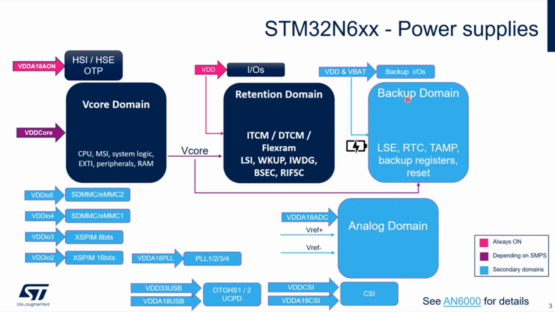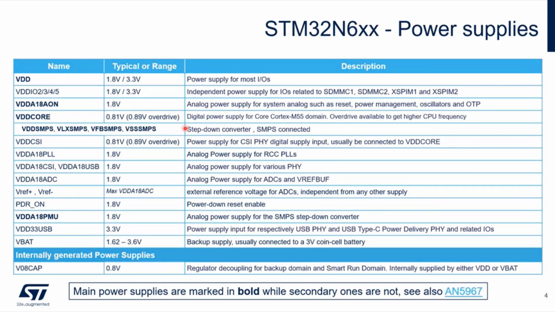Of course, we have backup power domain, so the VBAT pin is present on the N6 microcontroller. So you can connect external battery if needed. Here you can see the list of the power supply domains. No need to go through details now.